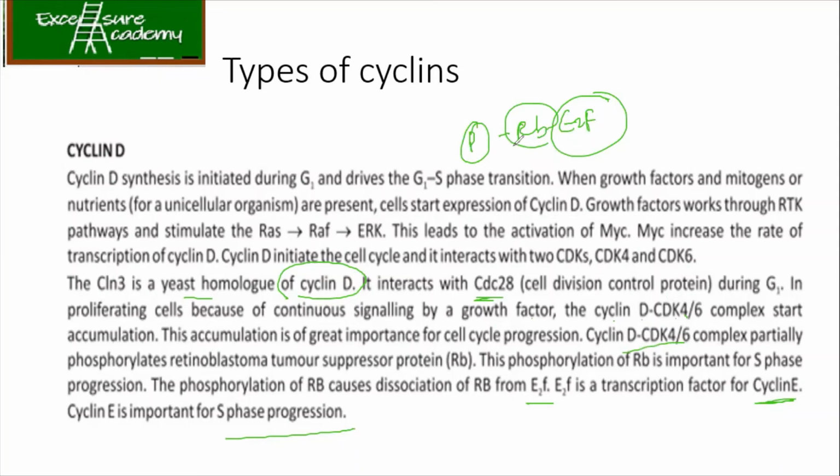So because of this phosphorylation, what will happen? RB will dissociate from the E2F. Now, E2F is a transcription factor which is required for your cyclin E. So when RB dissociates from E2F, then only E2F is ready to act as a transcription factor for the synthesis of cyclin E. Now, when the cyclin E concentration is increasing, then only it can enter the S phase, where it can bind to your other CDKs. Get it? Guys, able to follow?